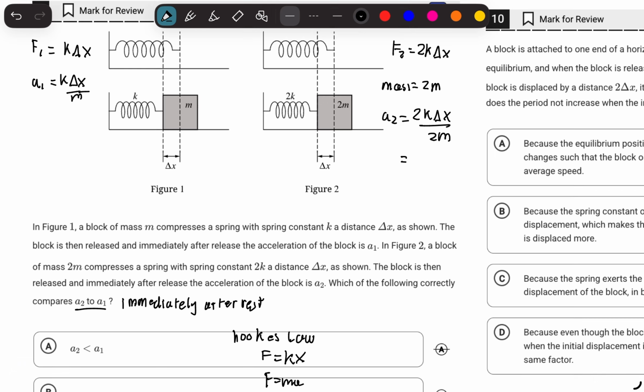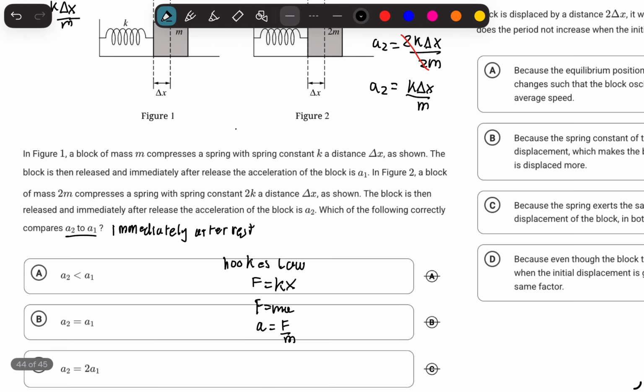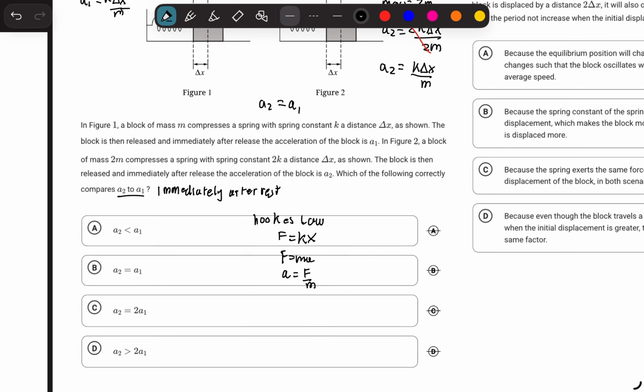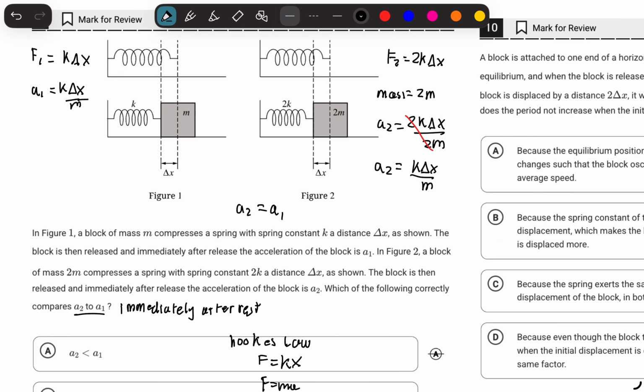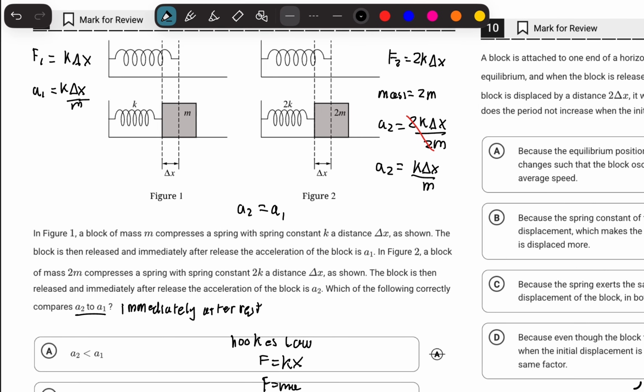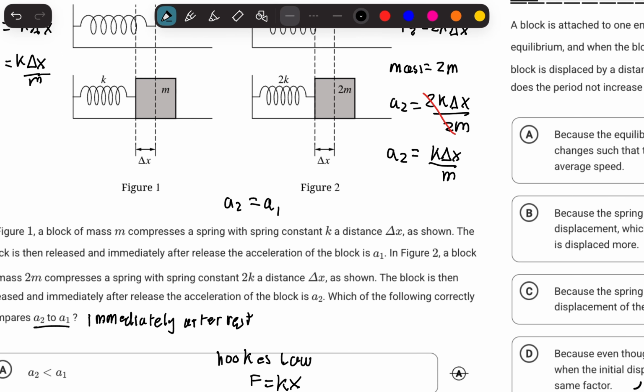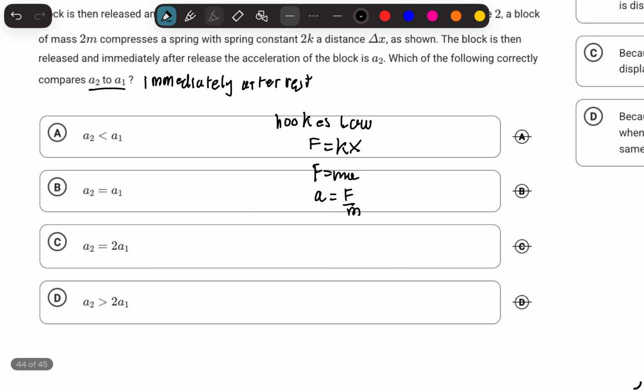Now, if you simplify this, that 2 cancels out, and you're just going to have k delta x over m, a2. So what you have here is that a2 is equal to a1. And this makes sense because if you look at the formula for acceleration, that 2 just cancels out, so that's why it doesn't matter. So our answer is that they're equal to each other.